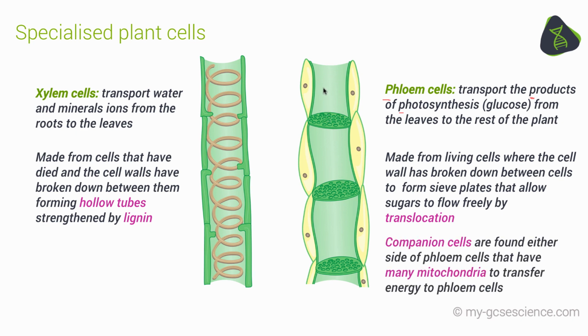So they'll have a cytoplasm, but they don't really have a lot of other cellular features. They're very minimalistic to basically allow them to transport the products of photosynthesis. So to keep the phloem cells going, to supply them with energy, you have these companion cells. And again, they'll have lots of mitochondria to transfer their energy into the phloem cells.